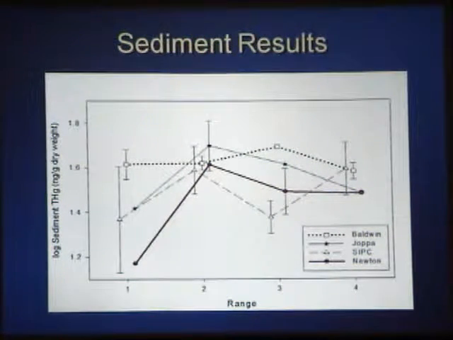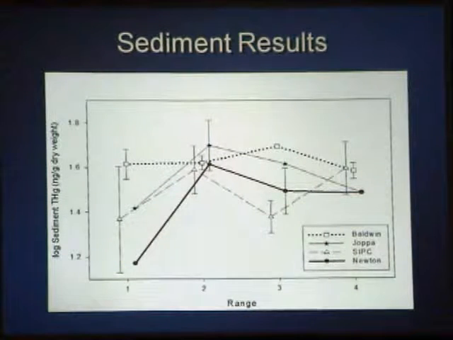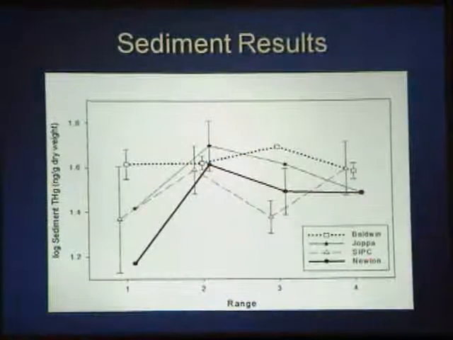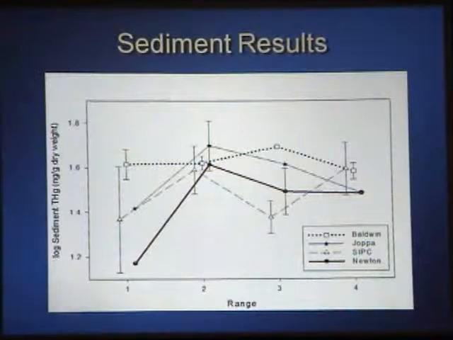This is the sediment data, and the different power plants are listed over here. The red line is for the Newton power plant, and actually the Newton power plant was the only power plant where we saw a significant increase in mercury concentration downwind of the power plant. These locations at 1 are the ones above the power plant, and this is 3 to 5 kilometers downrange, 8 to 10 kilometers downrange, and 13 to 15 kilometers downrange.